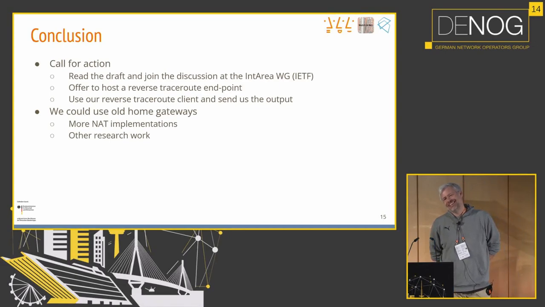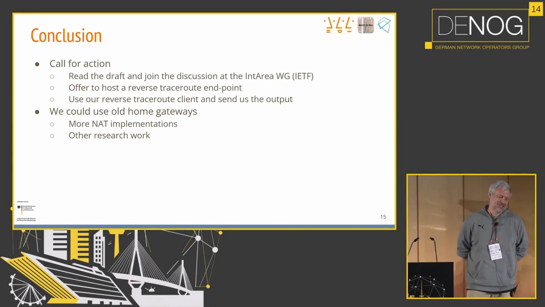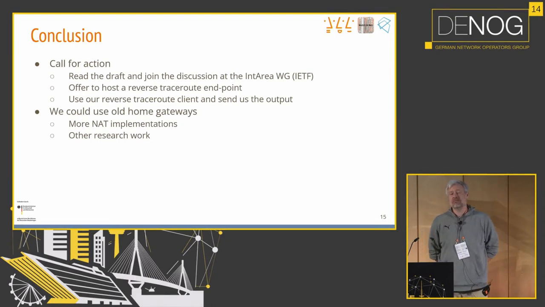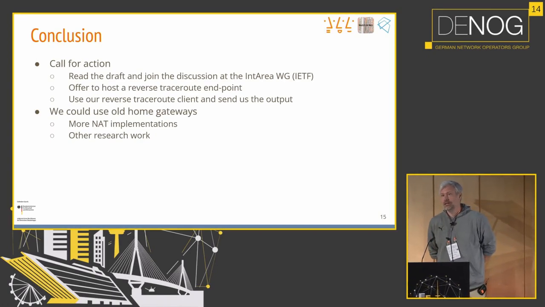So we have 12 NATs in our lab. We would like to test more, and so far we are only testing home gateways. If you have an old home gateway lying around that you would otherwise throw away, you know, sustainability and things like that we talked about, we would recycle them for research purposes to see how those NATs are actually behaving. If you have some and you can spare them and you can mail them to us, that would be nice. Also, if you have a DSLAM or an MSAN or a CMTS that's old and lying around somewhere, that would also be appreciated if you can send one of those.